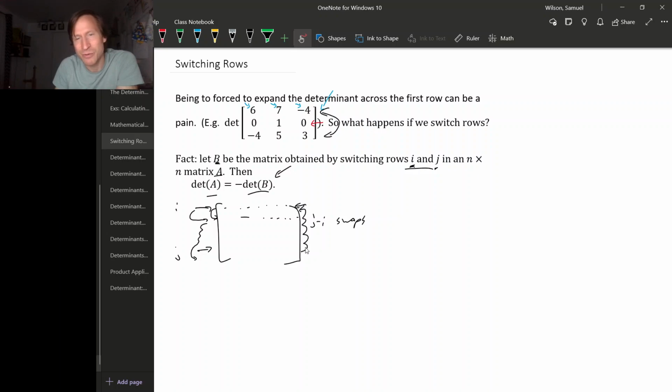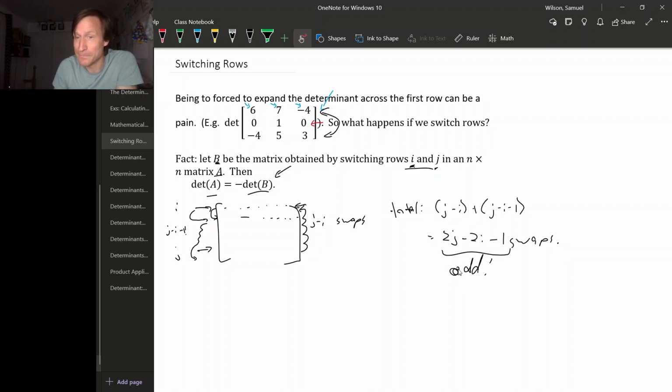Well, how many swaps is that? If it took j minus I swaps to get the jth row to the ith position, it's going to take j minus I minus 1 swaps to get the I plus first position down to the jth position. So the total number of swaps here is j minus I plus j minus I minus 1, and that's 2j minus 2I minus 1 swaps total. The key thing about this is that this is an odd number of swaps, right? Because 2j minus 2I is even, because it's divisible by 2, but it's 1 less than that. So 1 less than even is odd. So it takes an odd number of swaps.